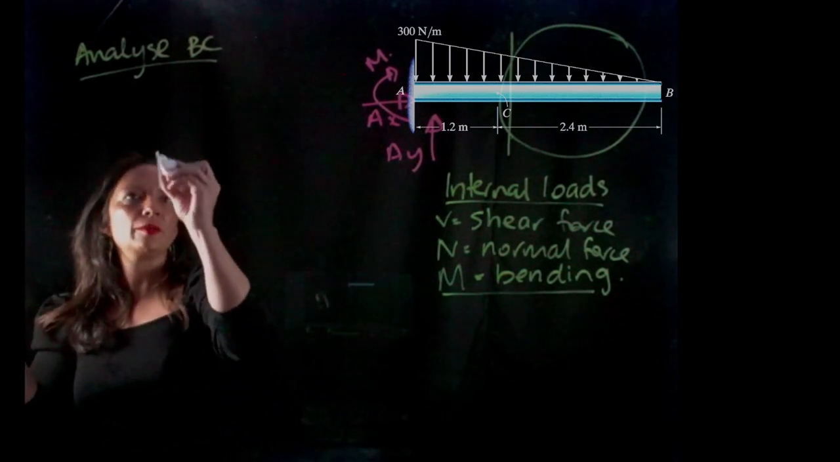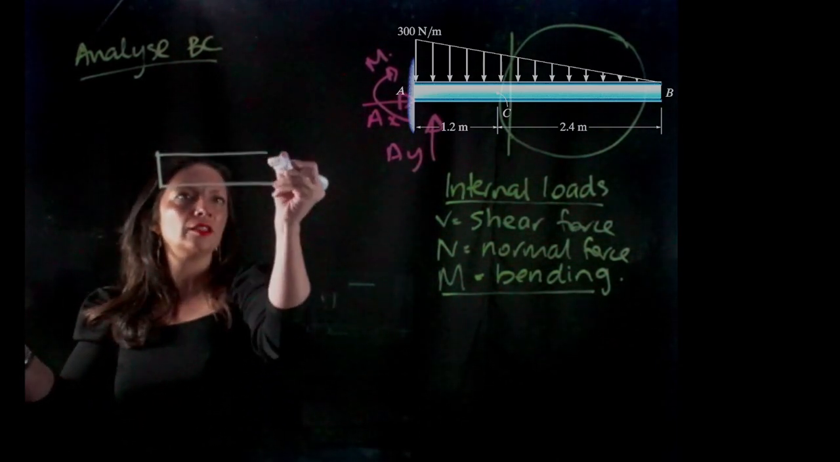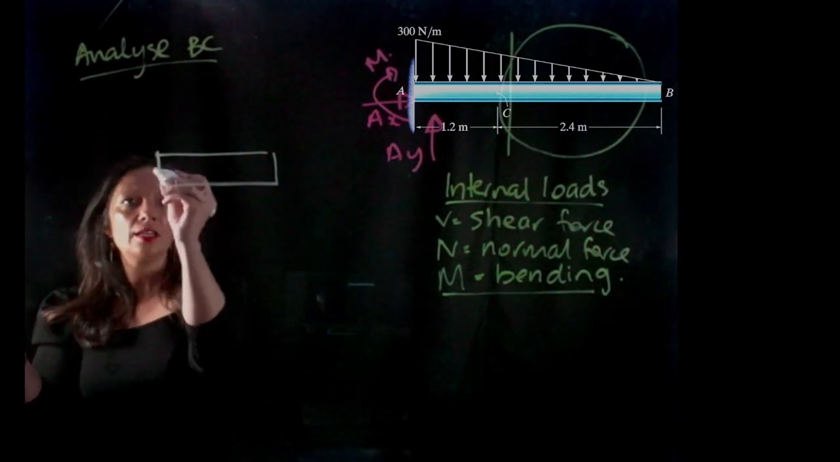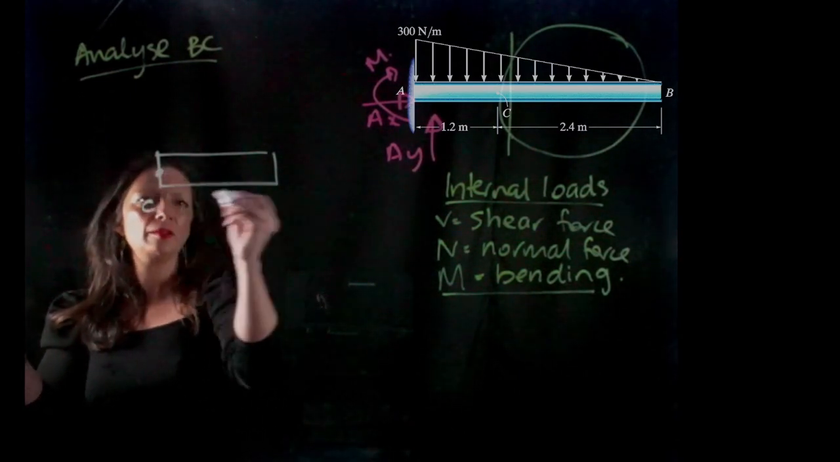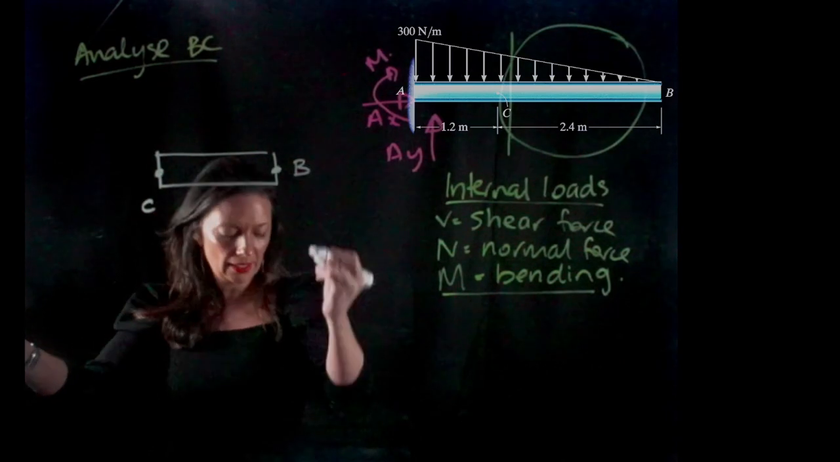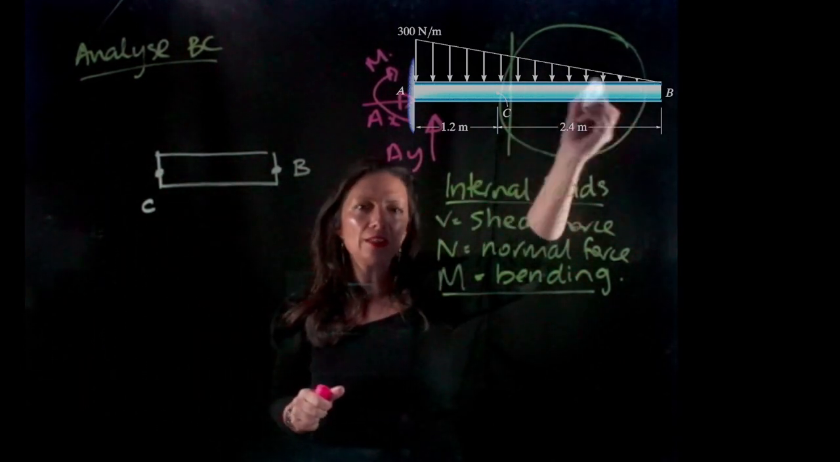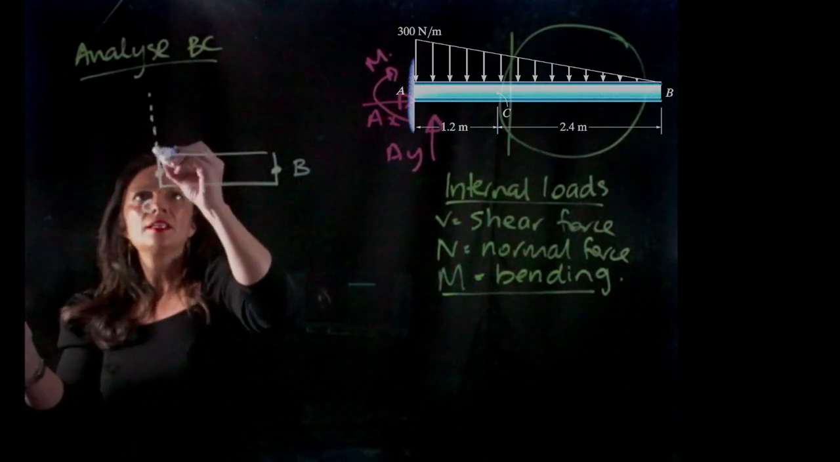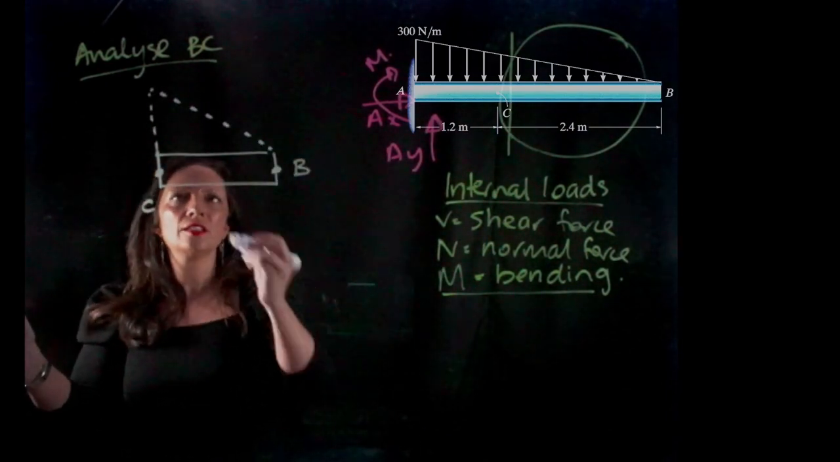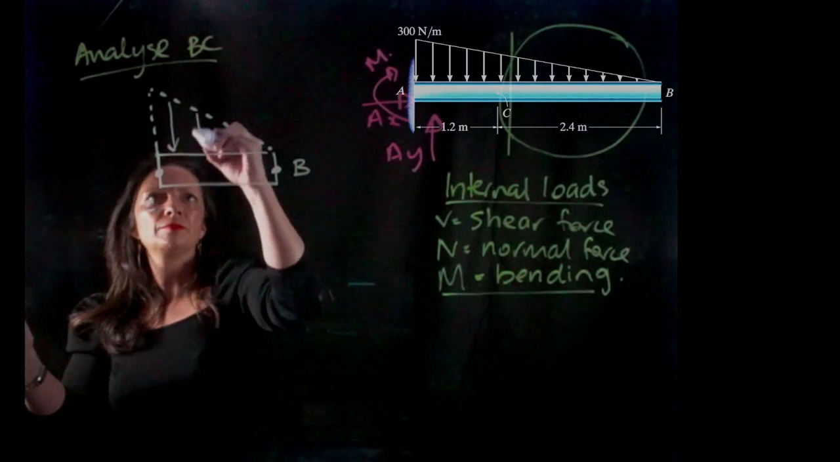So here is my beam, and this is C where I've cut the beam, and B. And I have a distributed triangular load on that. So here is my triangle distributed load.